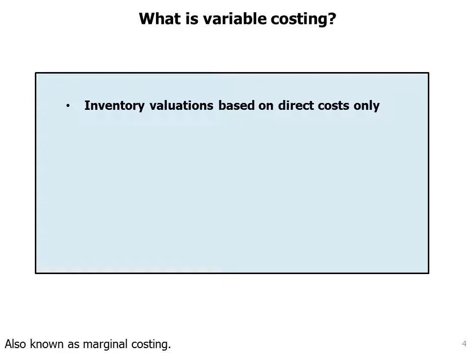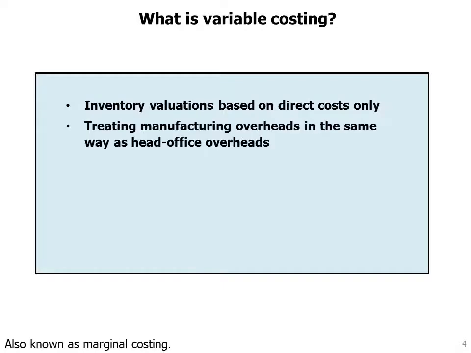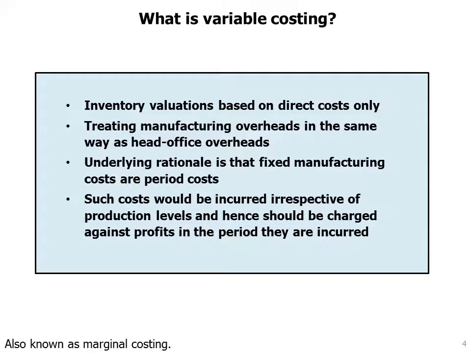And what we will do is treat manufacturing overheads as period costs in exactly the same way as we treat overheads for the head office. The costs are recognised in the same period in which the benefits are received. And the underlying rationale here is that irrespective of production levels, these costs would be incurred anyway, and hence they should be charged against profits in the period in which the costs are incurred.